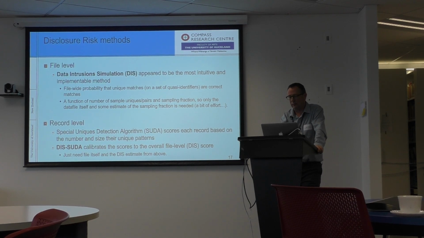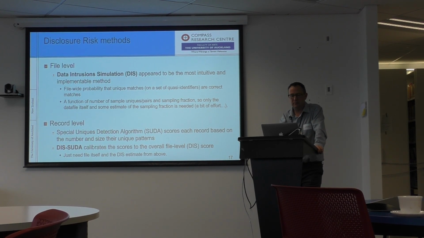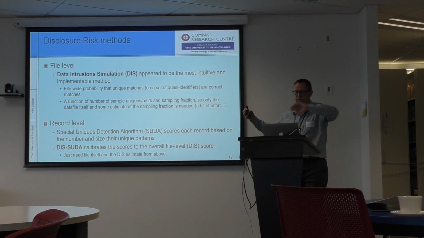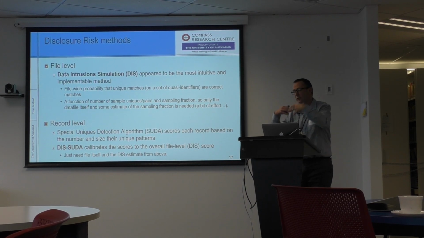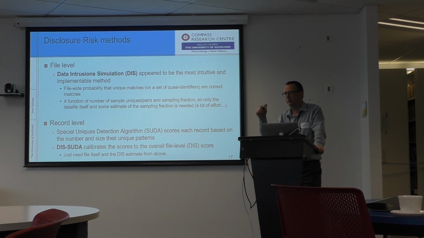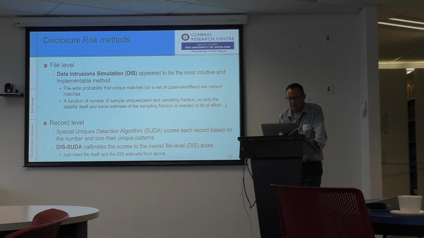The two we settled on was something called the data intrusion simulation, because it seemed to us to be the most intuitive and implementable in terms of the information that you needed. Basically, it calculates a file-wide probability that unique matches on a set of quasi-identifiers, so the age, sex, that sort of thing, are correct matches. And for that, all you need is the number of sample uniques or pairs on those quasi-identifiers and the sampling fraction that that particular data set was of whatever the population was. So not much extra information is needed. Having said that, there was often a little bit of effort needed to work out what the population was, to work out what the sampling fraction was.